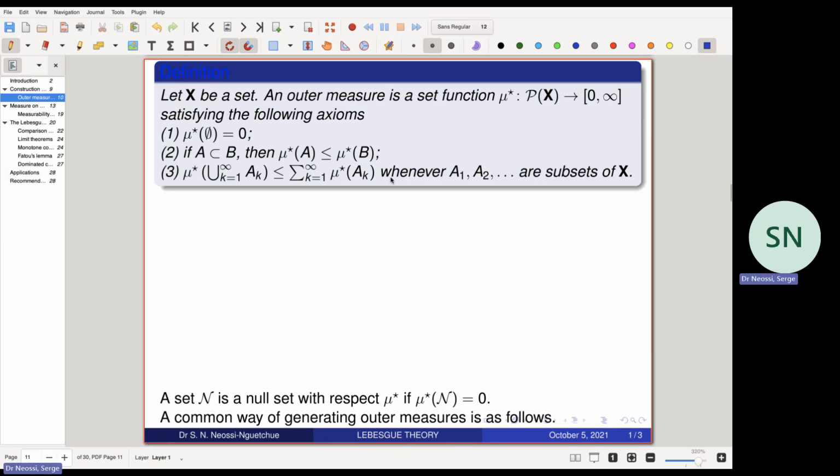So that's the definition of an outer measure. A set N, or calligraphic N, is a null set with respect to the outer measure mu star if mu star of N is 0. A common way of generating an outer measure is as follows.